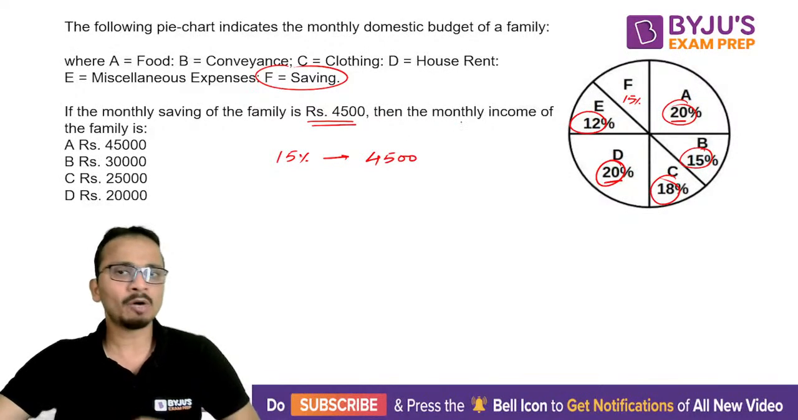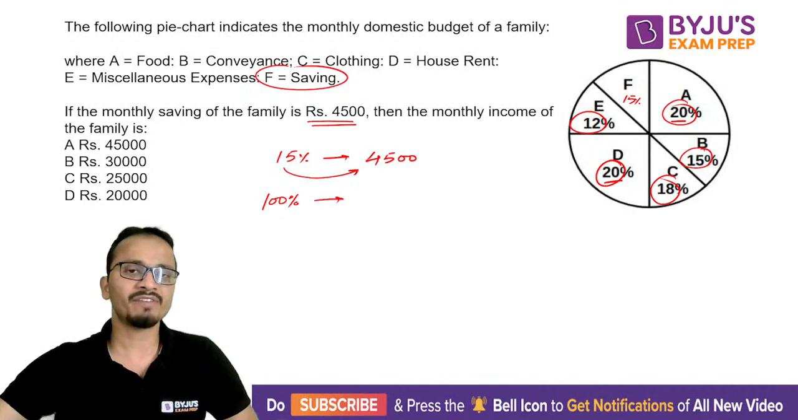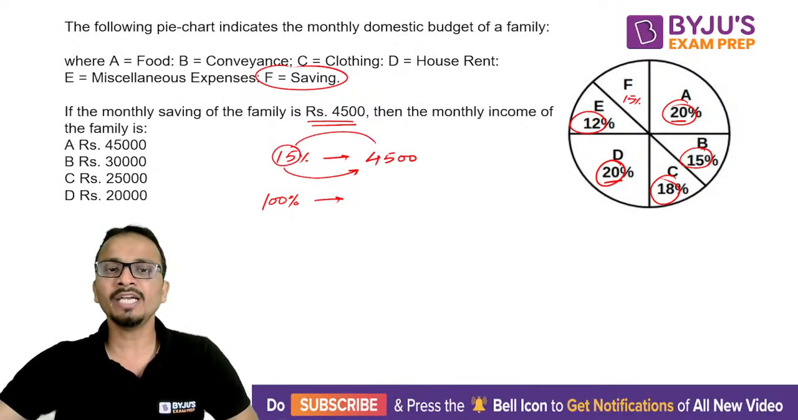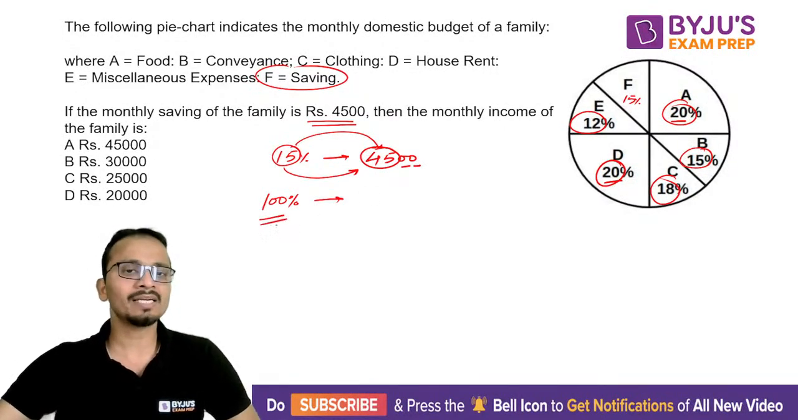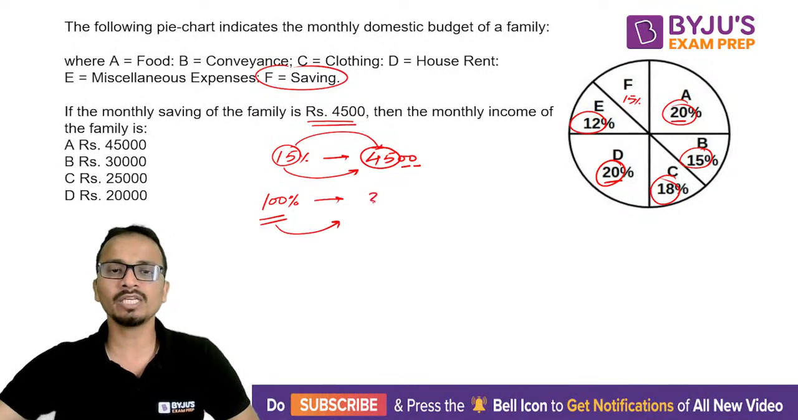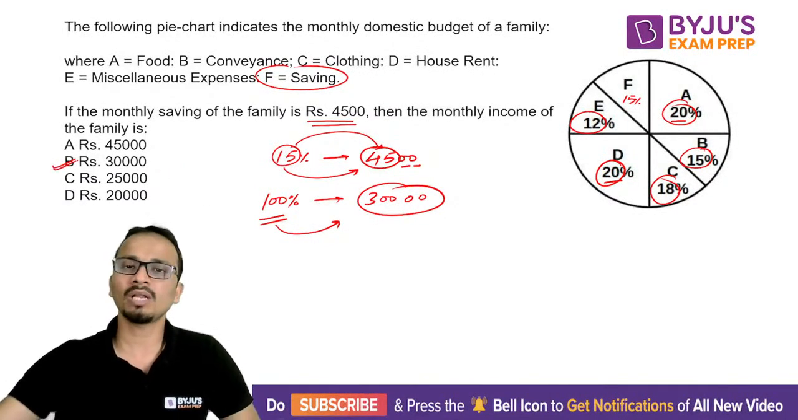Then they are asking about the monthly income of the family. Now monthly income means they are asking about the 100% value. So 15% corresponds to 4500. So 15 into 3 is 45, and then put double zero. So to calculate 100%, what I'll do is 100 into 3, that is 300, and then put double zero in front of it. So this will be your final answer. 30,000 will be the total monthly income.